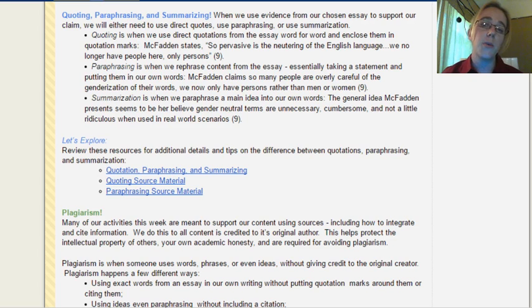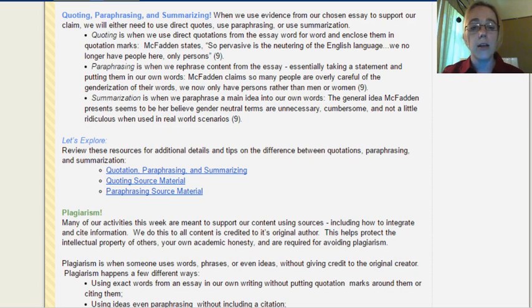Now, quotations is when you use a direct quote, when you literally copy something out of that essay to support what you're saying. For instance, because remember I'm doing the McFadden essay, I would do something in terms of a direct quotation like, McFadden states, comma, direct quotation, "so pervasive is the neutering of the English language that we no longer have people here, only persons." Now the thing about direct quotations that I want you to remember is you need to have those quotation marks in there. If you don't, it's plagiarism.